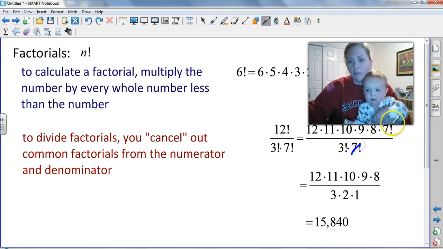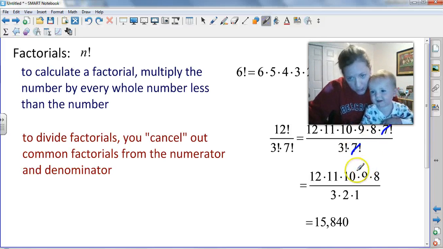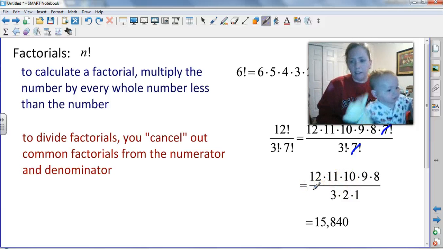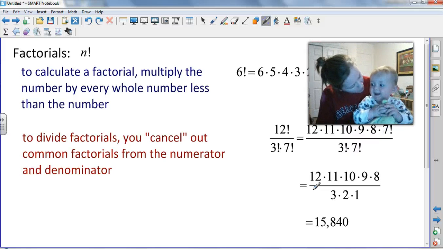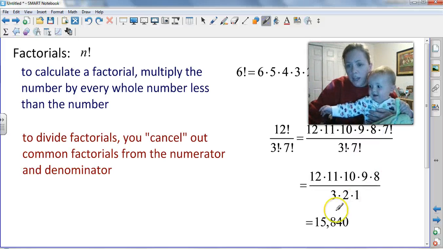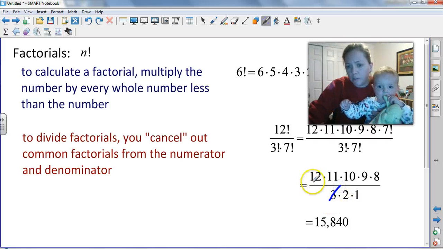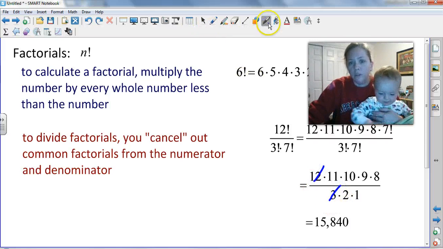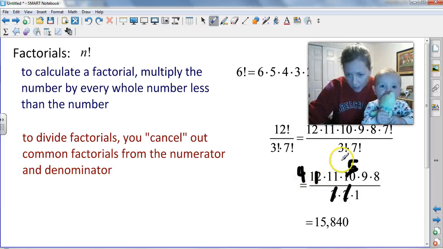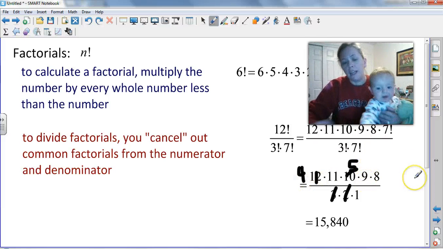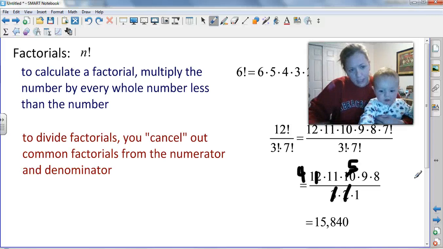We were going to cancel out my 7 factorials just like this. And that's going to leave me with 12 times 11 times 10 times 9 times 8. And then on the bottom, we still had 3 factorial. That's 3 times 2 times 1. And so now what we would try to do is try to divide some things out. So for example, 3 goes into 12 4 times. So we'd make that 4, and then those would divide out. And 2 divides into 10 5 times. And then we'd multiply 4 times 11 times 5 times 9 times 8. And it's still this really big number, 15,840.